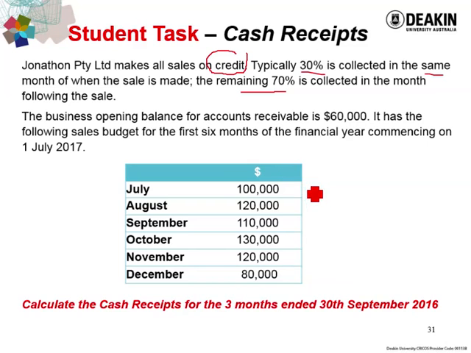The opening accounts receivable is 60K, and the sales budget from July to December is provided. We are required to first calculate the cash receipts for the 3 months ended 30th September 2017. So please change the date to 2017. Sorry for the error.